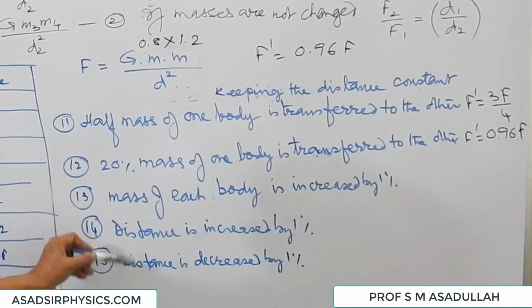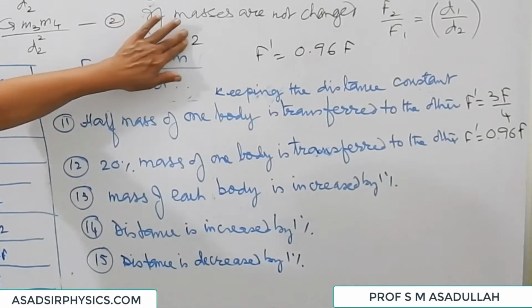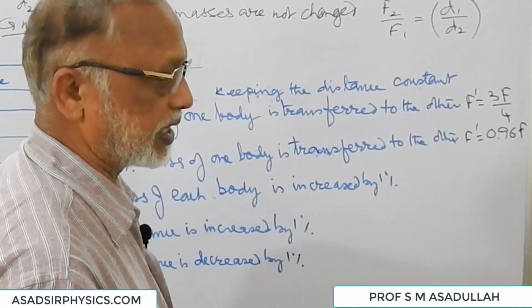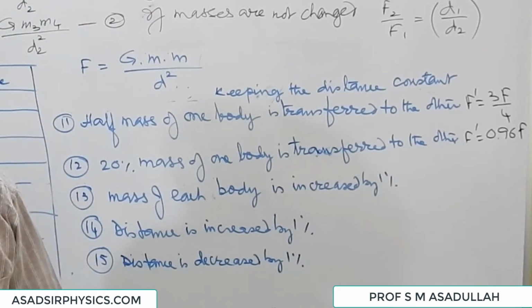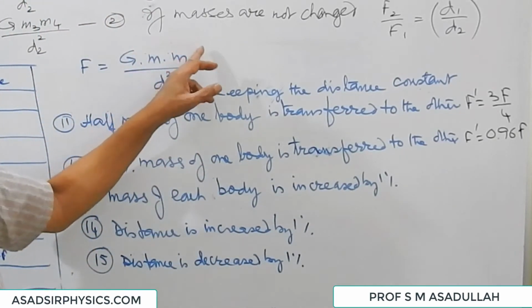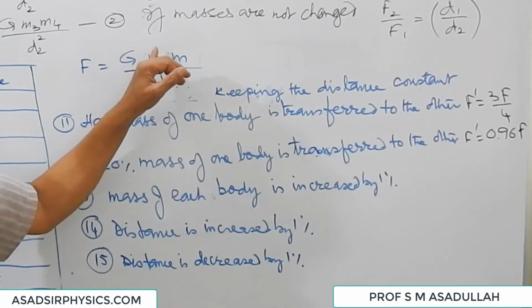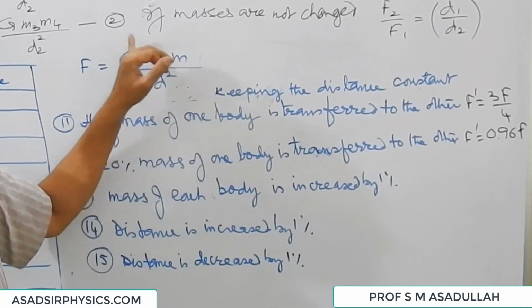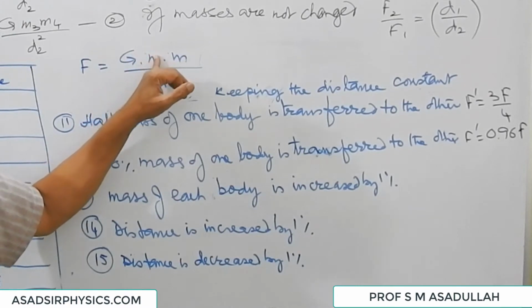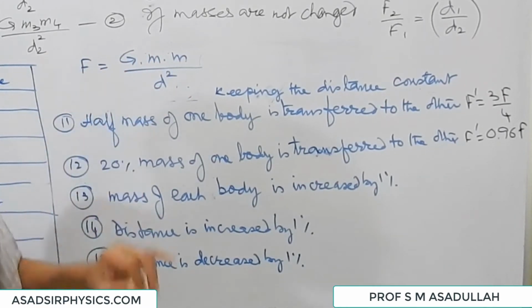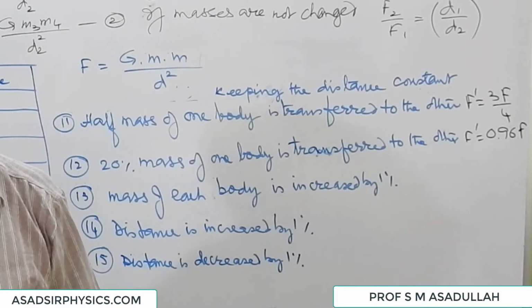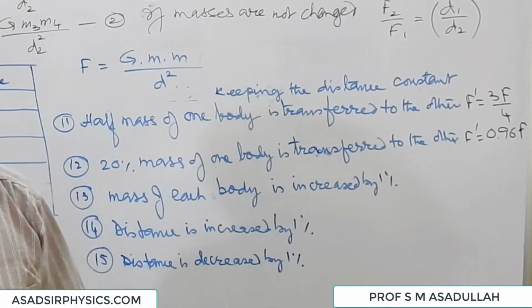After this, we will take another kind of problems. Mass of each body is increased by 1%. Whenever small percentage changes are considered, we must be careful about the powers they have. It is having power 1, this is having power 1. So if it is increased by 1%, this will also increase by 1%. If it is decreased by 1%, this will also decrease by 1%. Whenever they are multiplied, percentage changes are added.